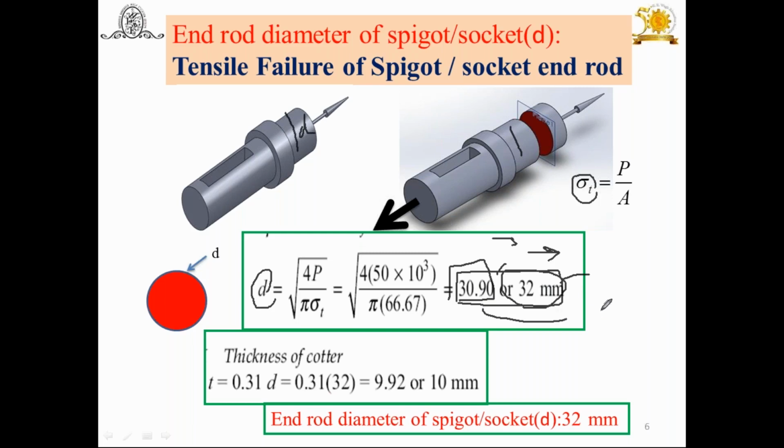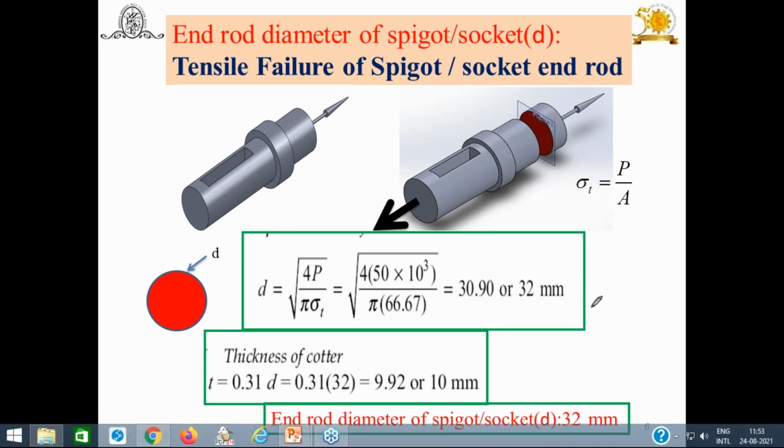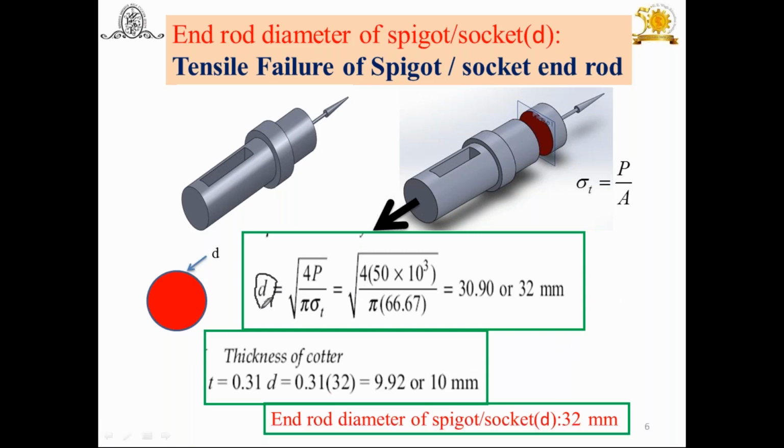If instead of 30, I would like to take 40 mm, what would happen? It is going to sustain. It is not going to fail. That's correct. But what would happen? Because of the 40, the material required for the end rod of the spigot and the socket is going to increase, and it increases the cost of the component, or the cost of the cotter joint also.